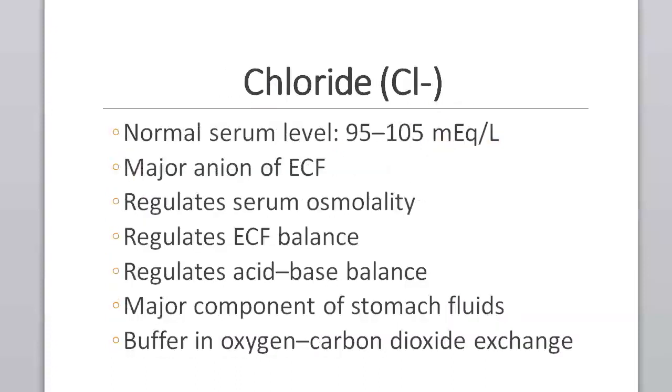The next one is chloride. Normal serum levels are 95 to 105. Major anion of extracellular fluid, regulates serum osmolality, regulates extracellular fluid balance, and helps with acid-base balance. Major component of stomach fluid, buffers oxygen and carbon dioxide. All right.